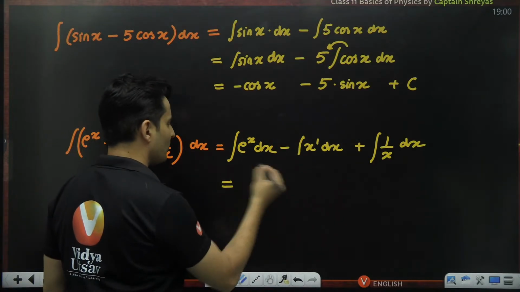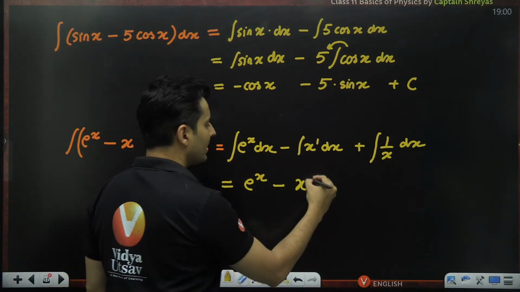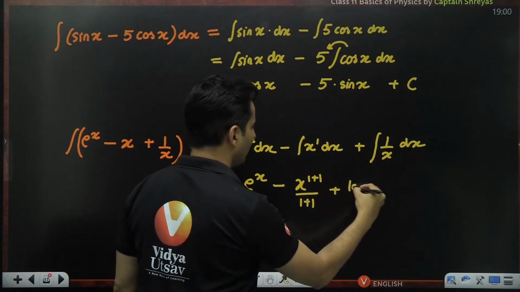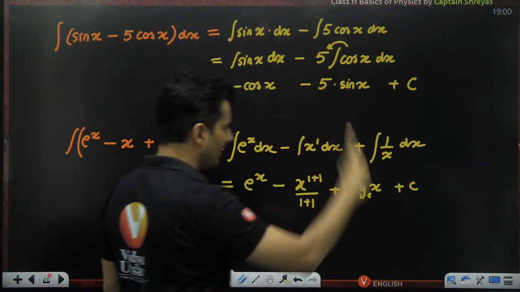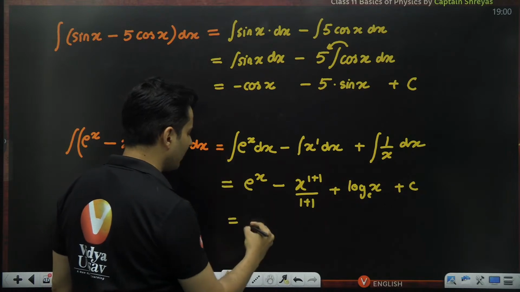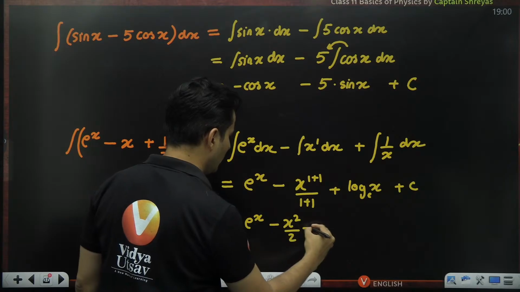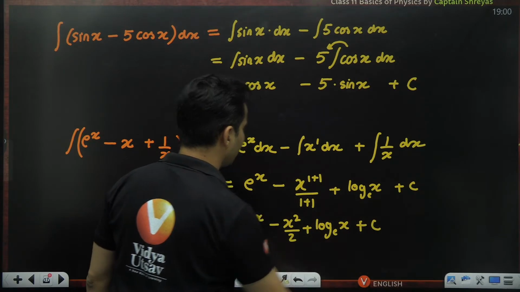So e raised to x, special function, it is e raised to x. x raised to 1, integration is x to the power 1 plus 1 over 1 plus 1. Plus this is nothing but log of x to the base e, and only a single constant, because no matter how many constants, they merge into one single constant. So this is e raised to x minus x square by 2 plus logarithm of x to the base e, and the whole thing plus c.